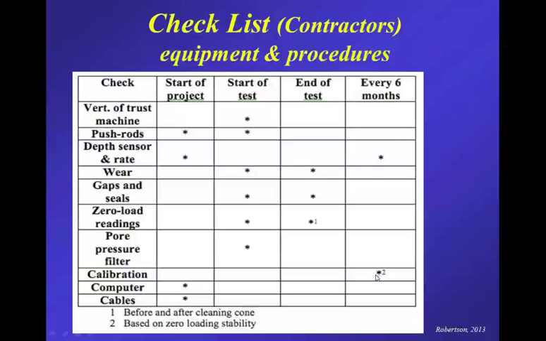But of course, if you've hit something hard and the zero load readings shift a little bit, then you need to recalibrate, recheck the calibration of the cone. So it may be more frequently than 6 months, depends how much you've used it and if you've hit anything hard. And of course, check the computer and cables at the start of every project.